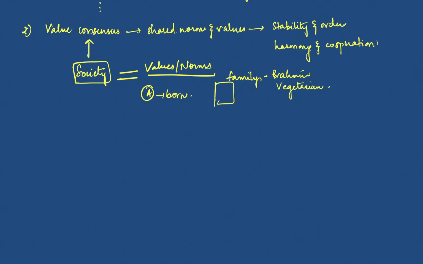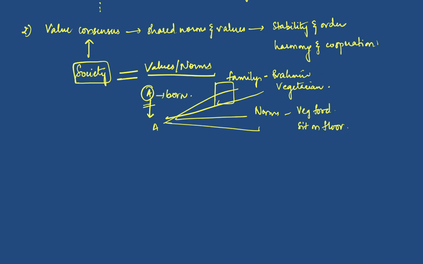you know, a family like that, and they have certain norms like they should eat only veg food, and they should sit on the floor and eat. So these are the different norms that run in the family from generations together. So when A is born, he is just born as a baby, but all these come and influence him, right? So he becomes a Brahmin, he doesn't decide that he has to be a Brahmin or a Shudra or a Vaishya or a Kshatriya. He doesn't decide whether he has to become a vegetarian or not.